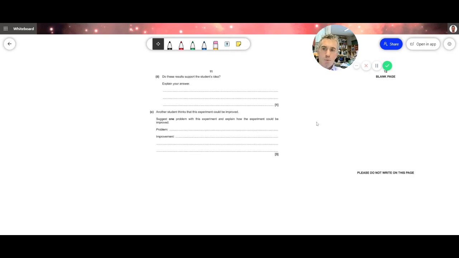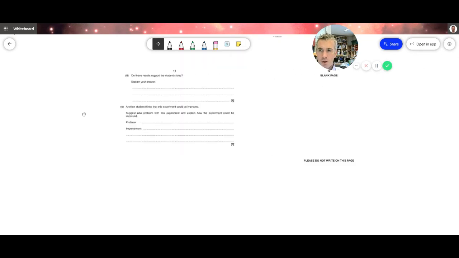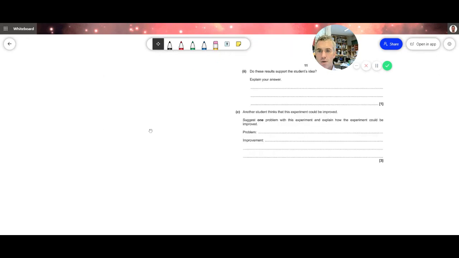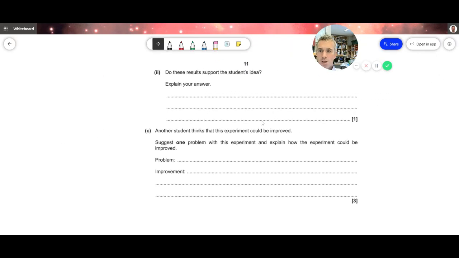Do these support the student's idea? So the student's idea was, zoom out, sorry. The idea was the greater the angle of ramp, the greater the average speed. Now look, at the lowest angle, you have the lowest speed. Oh no, you don't. At the lowest angle, you have medium speed. At the highest angle, you have the highest speed. And there's more than one correct answer for this scenario. Do these support? So you can either say yes or you can say no.